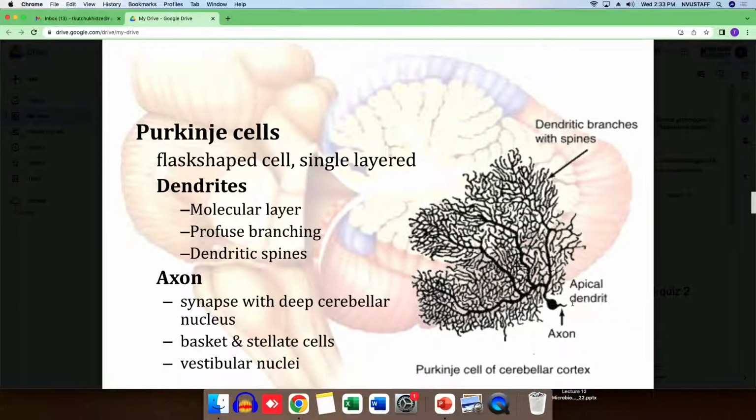The axon mostly synapses with the deep nuclei that we already discussed. Also basket and stellate cells, and also with the vestibular nucleus, right?